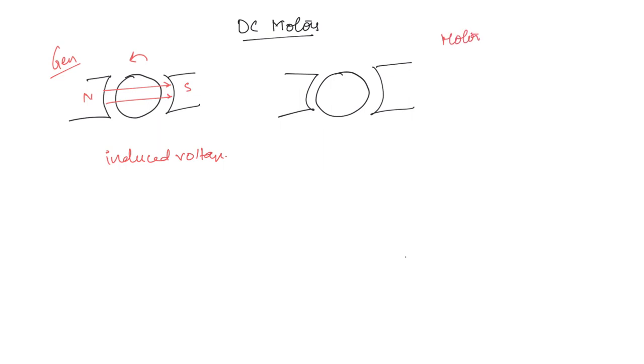And what happens in a motor? Here the field flux is common, but here there is going to be a voltage that is given. Voltage is the input here. In response to this voltage input, current is going to flow in these armature conductors. And in response to this current and this field flux, there is going to be rotation. So that is the DC motor.